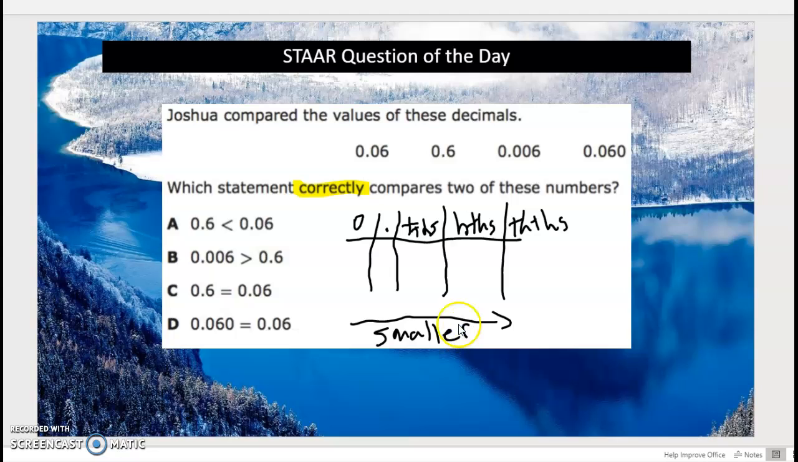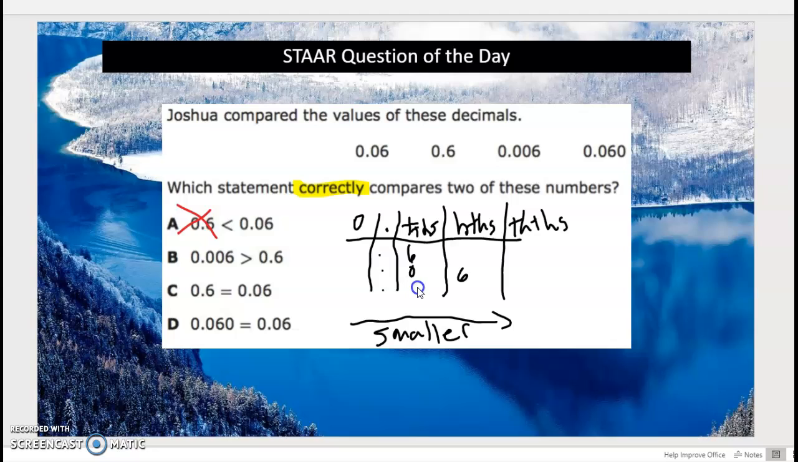Okay, so if I put my 6/10 and compare it to my 6/100, I know this is not true because my 6/10 is bigger, so this cannot be true. Okay, let's look and see.